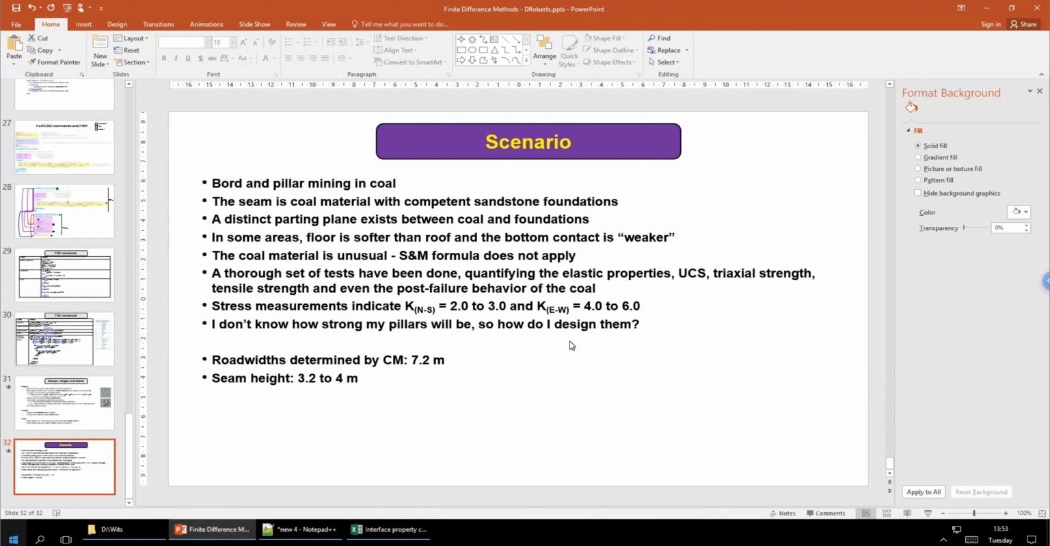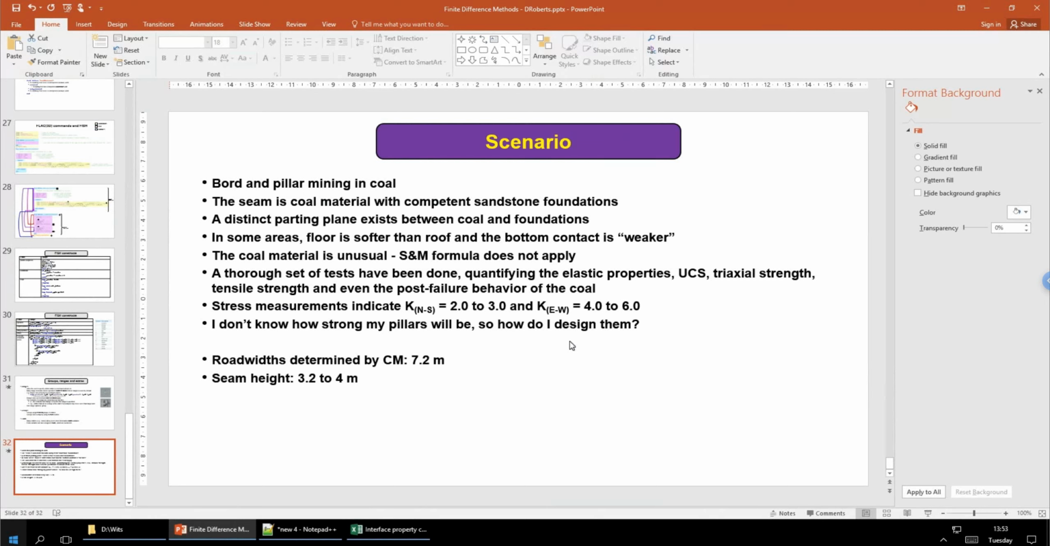Luckily, we've got a thorough set of tests, so we've fully quantified the elastic properties, triaxial strength, and even the post-failure behavior of the coal using stiff testing machinery. Stress measurements indicate, I've got the K ratio there, it's just to indicate that it's quite high, so we need to account for the horizontal stresses. So I don't know how strong my pillars are going to be, so how do I go about designing them?